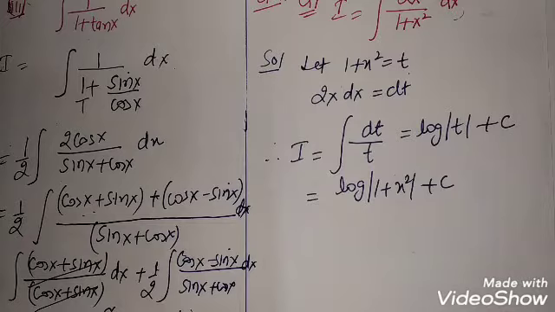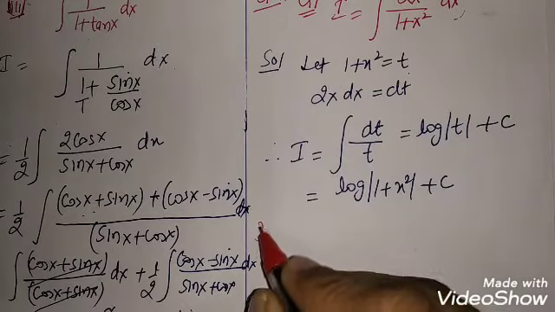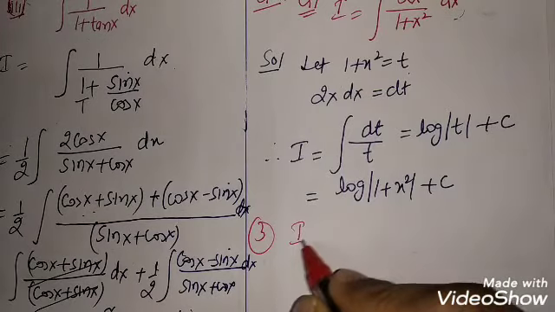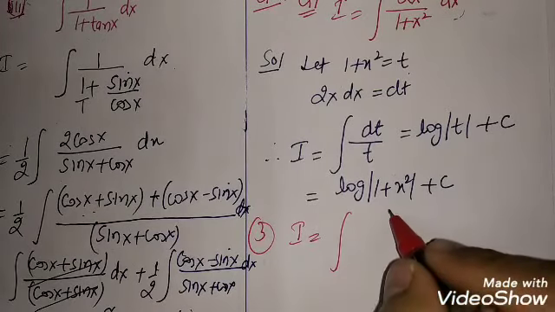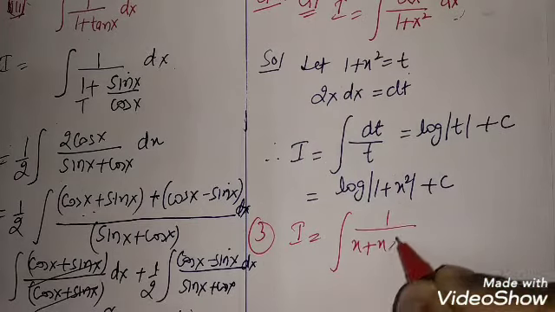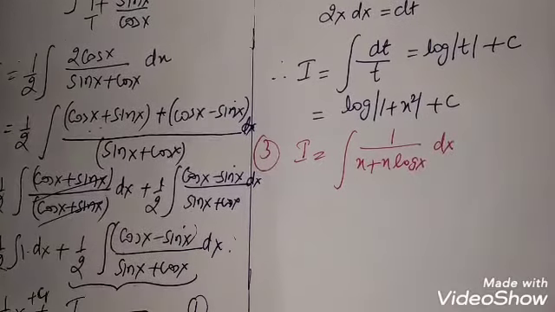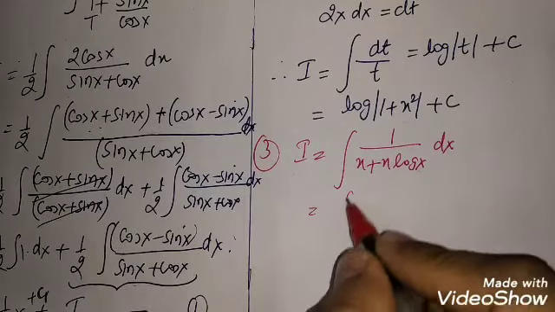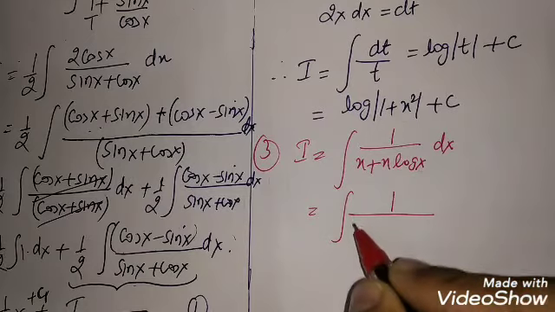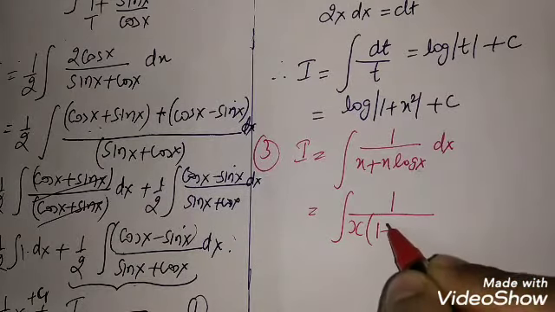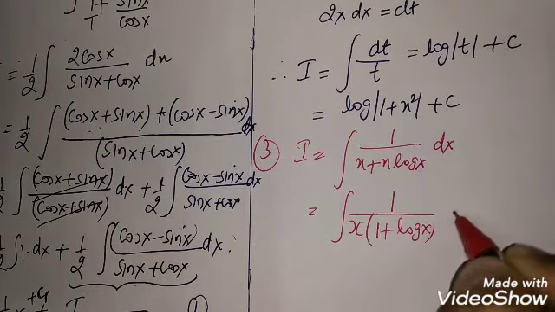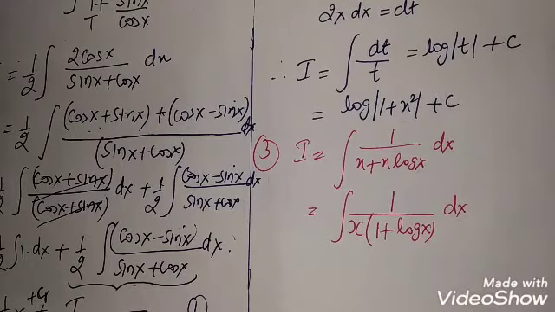Now moving to question number 3. I am skipping the same type of questions as it is just a wastage of time. The integral of 1 upon x plus x log x dx. I am taking x common outside, so this is 1 upon x times 1 plus log x, for sure. The whole integral is this thing.